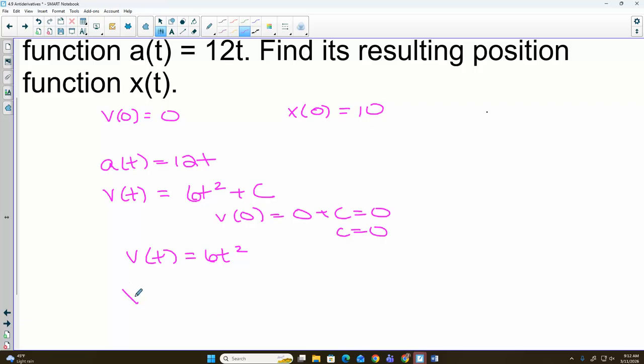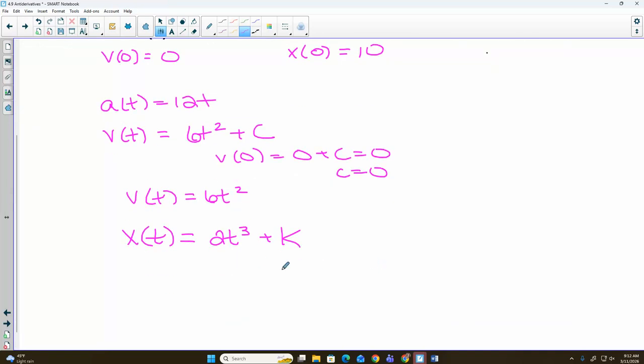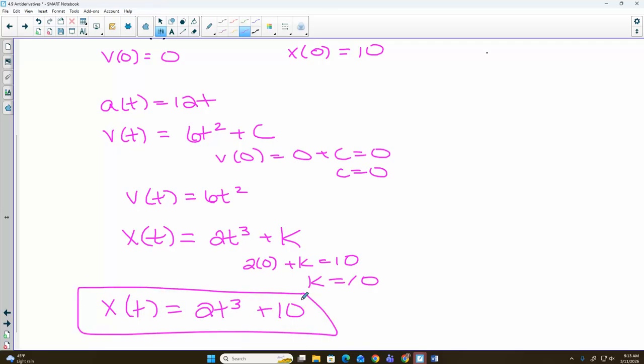So then position, you can call it s. I'm just going to stick with x because that's what the problem called it. So the antiderivative of 6t squared would be 2t cubed plus another constant. I'm just picking k since I already used c in my problem. And I know that when my time was 0, my beginning position was 10. So that means the k value is 10. So our position is 2t cubed plus 10.